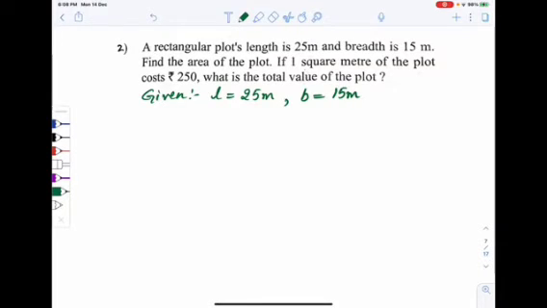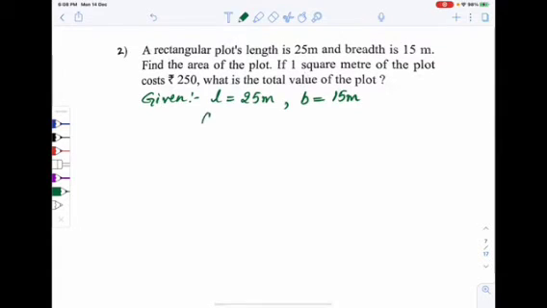Okay, children. Now we have got the cost of 1 square meter is equal to 250 rupees. So we need to find the total value of the plot. First, we'll find the total area of the plot. So to find the area, this is step 1. This becomes step 2.